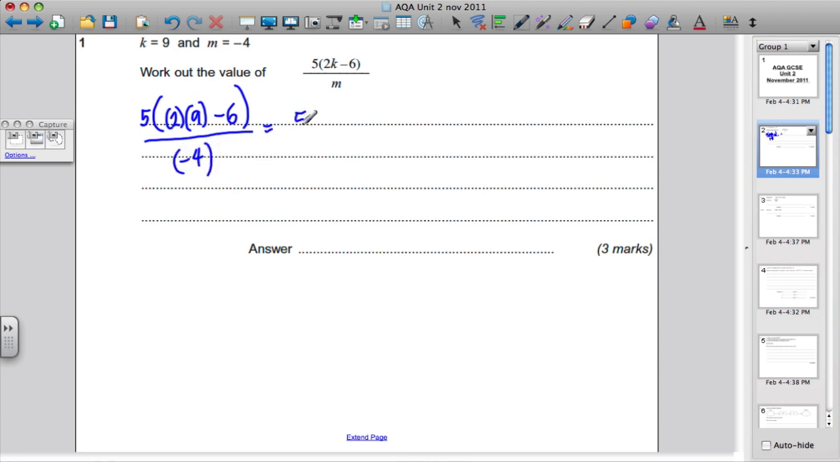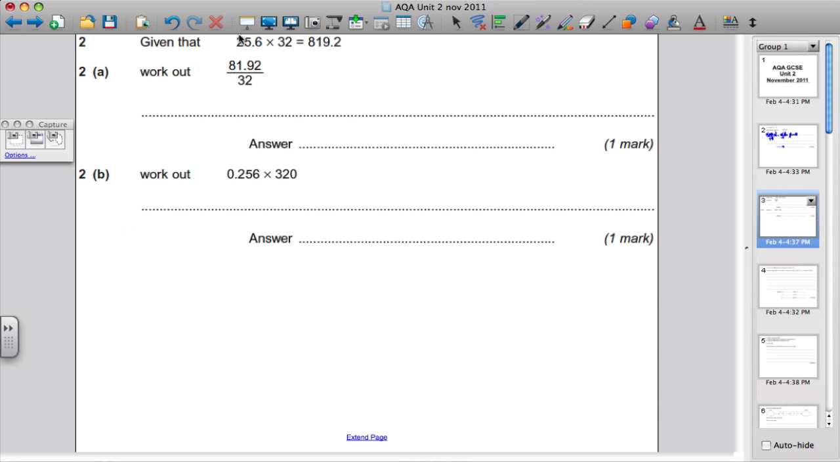Okay, so that's 5. Well, 2 multiplied by 9 is 18, and 18 minus 6 is 12, and that's all over -4. 5 times 12 is 60 over -4. Well, 60 divided by 4 is 15, so 60 divided by -4 is -15. Hence the answer -15.